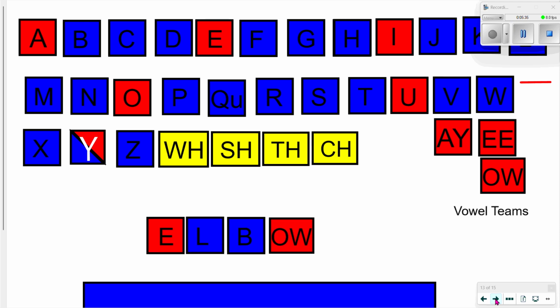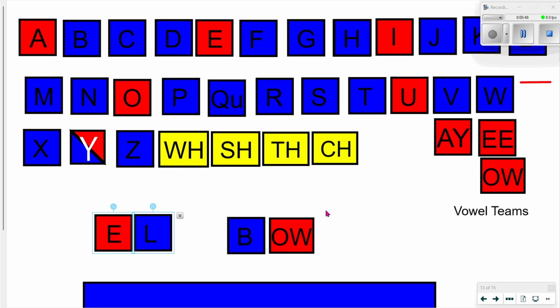Here's one more. Look at this one. Think about how we would divide it. Let's divide it into its syllables. You be thinking which letters go where. This is what it would look like.